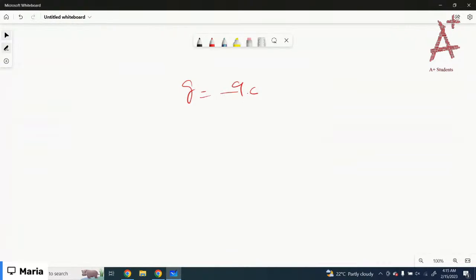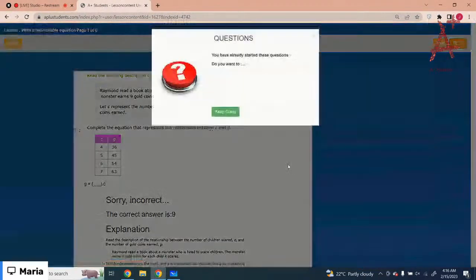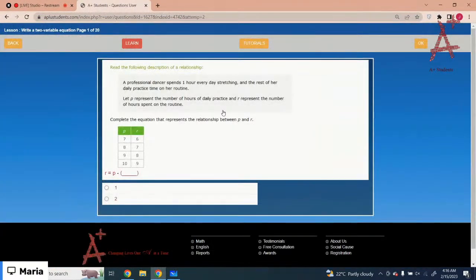Got it? Let's just start with test questions so that we can do the practice questions. Okay, the first one is: a professional dancer spends 1 hour every day stretching and the rest of her daily practice time on her routine. Let P represent the number of hours of daily practice and R represent the number of hours spent on the routine. Complete the equation that represents the relationship between P and R.